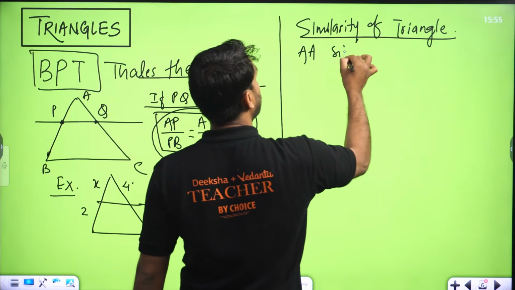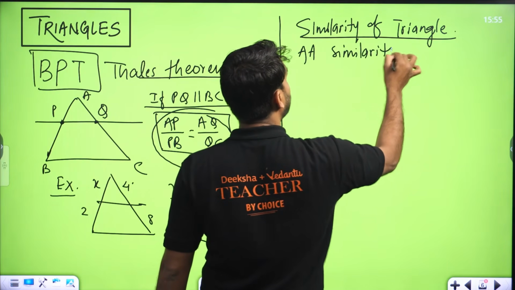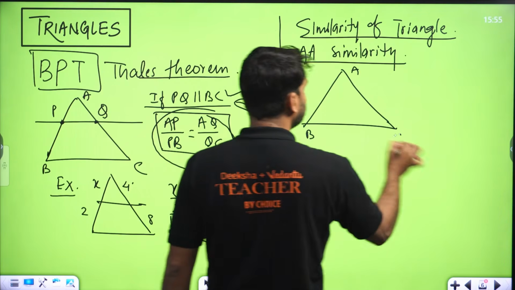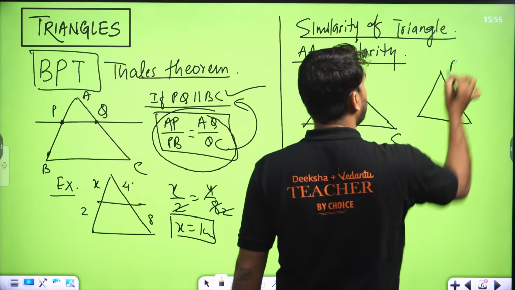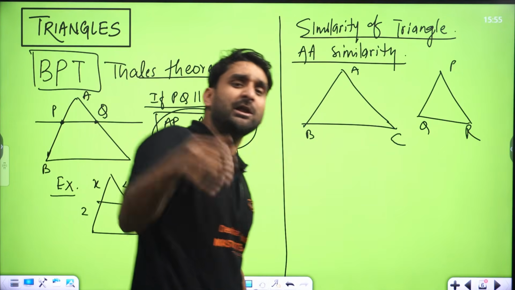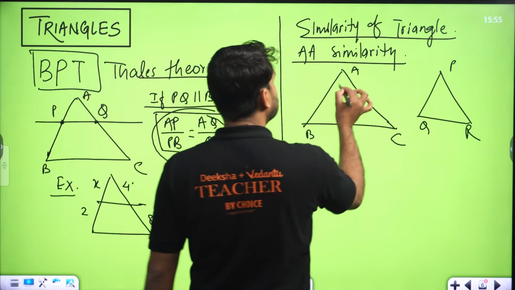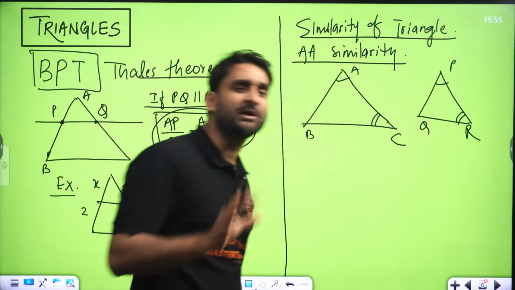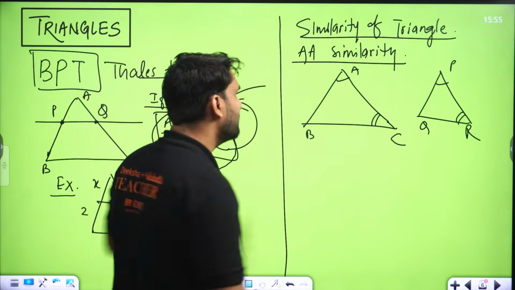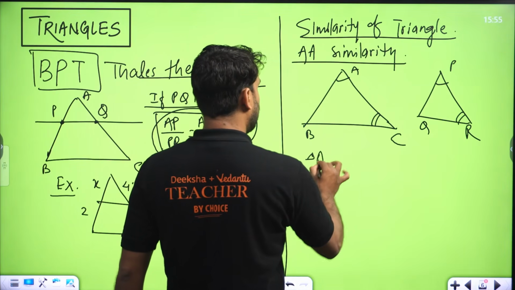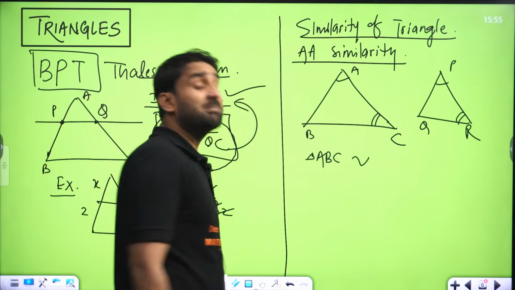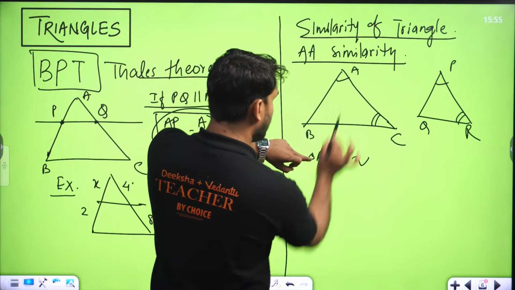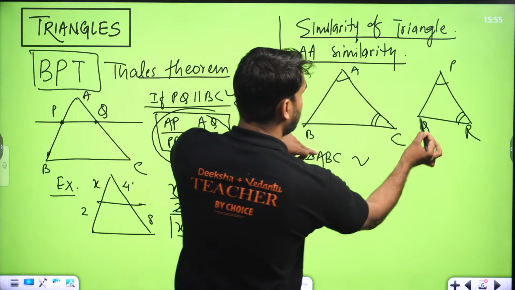So let me tell you this first. AA similarity is very important. So my dear champion, in any two triangles, let's say this is ABC and this is PQR, if any two corresponding angles are equal, like this angle is equal to this angle and this angle is equal to this angle, then the triangles will be similar. So triangle ABC will be similar to, but make sure how you write the triangle. This is important. If I write ABC, then this position is BAC, so here it will be QPR.